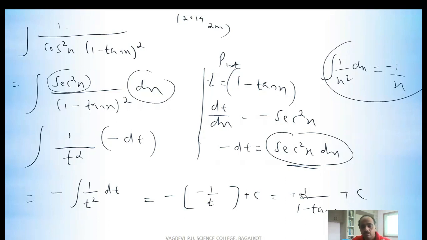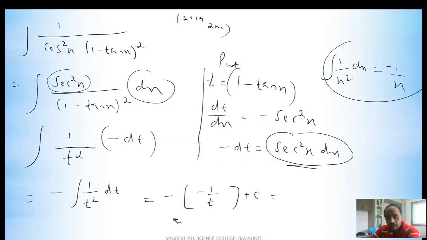Okay, I'll write here if it's not visible. So minus into minus plus 1 by t means 1 by 1 minus tan x plus c.